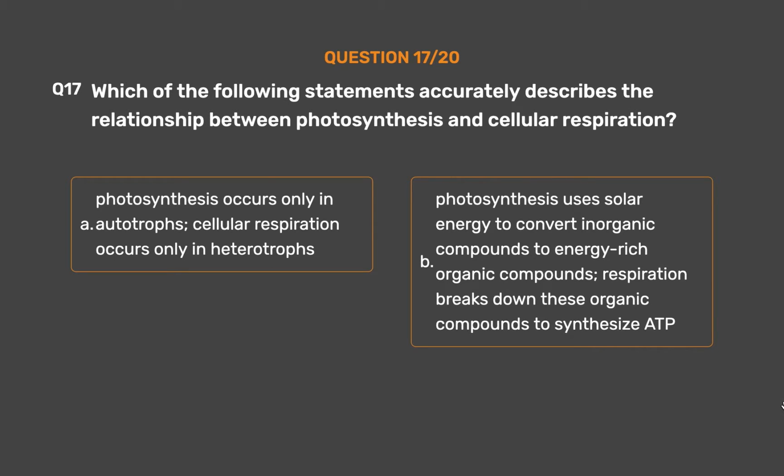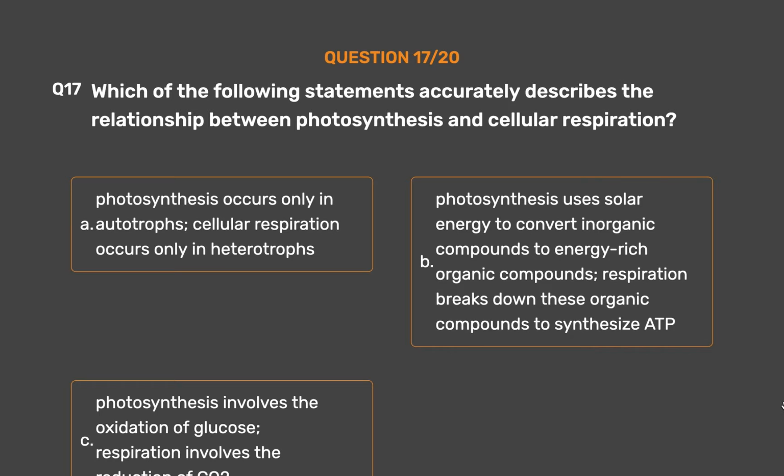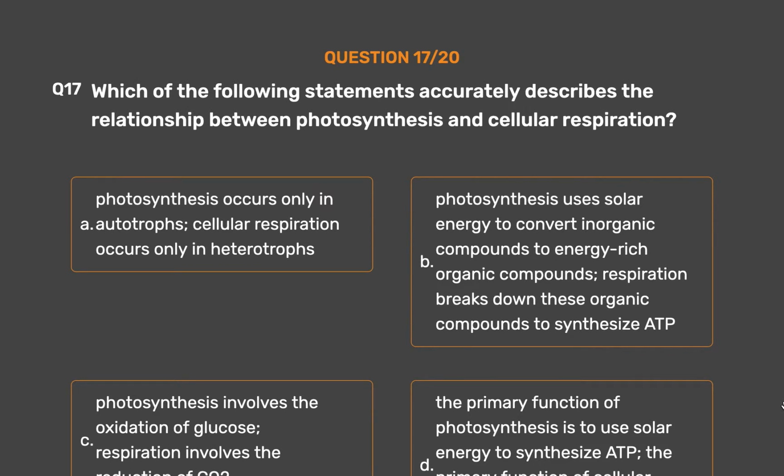Option B. Photosynthesis uses solar energy to convert inorganic compounds to energy-rich organic compounds. Respiration breaks down these organic compounds to synthesize ATP. Option C. Photosynthesis involves the oxidation of glucose. Respiration involves the reduction of CO2. Option D. The primary function of photosynthesis is to use solar energy to synthesize ATP. The primary function of cellular respiration is to break down ATP and release energy.